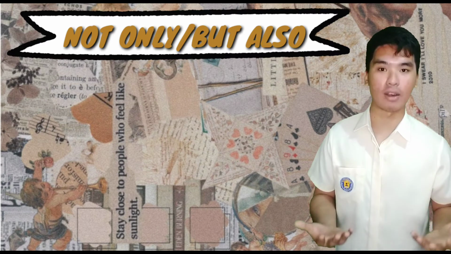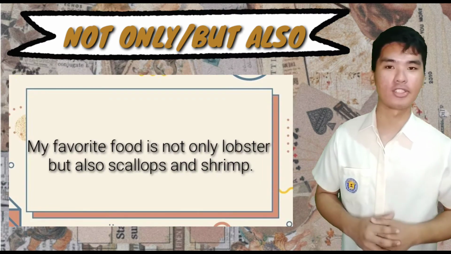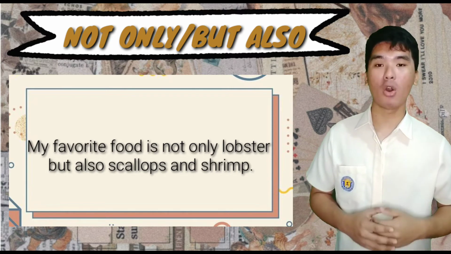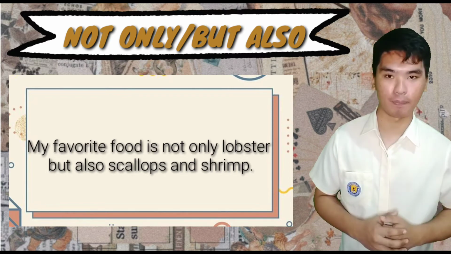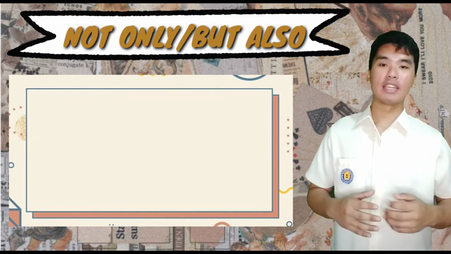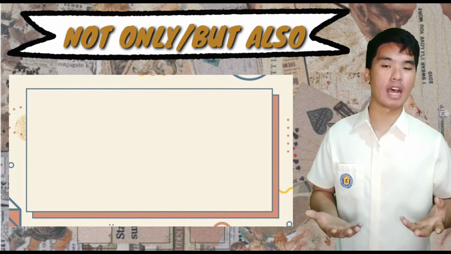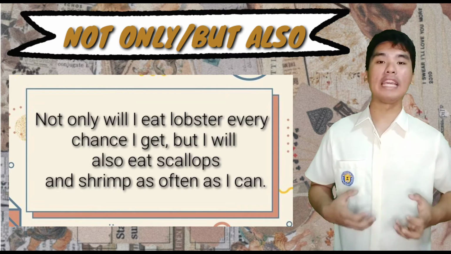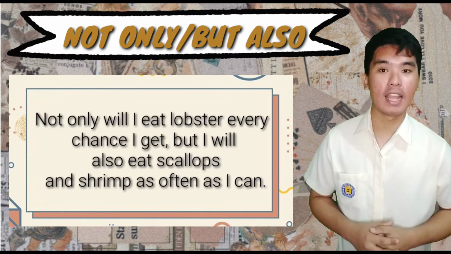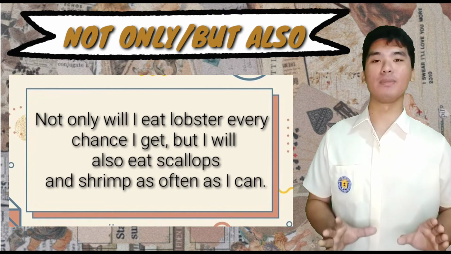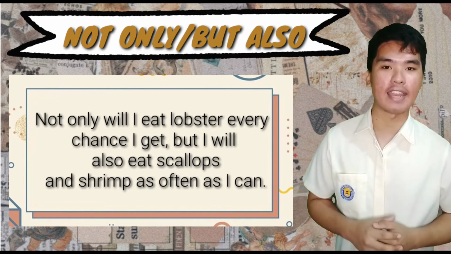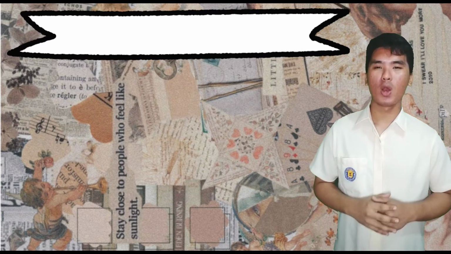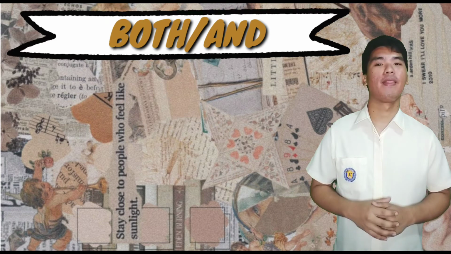Example of connecting nouns with no comma, of course. My favorite food is not only lobster, but also scallops and shrimp. Example for connecting clauses, which has a comma. Not only will I eat lobster every chance I get, but I will also eat scallops and shrimp as often as I can. For our fourth correlative conjunction, we have both and.